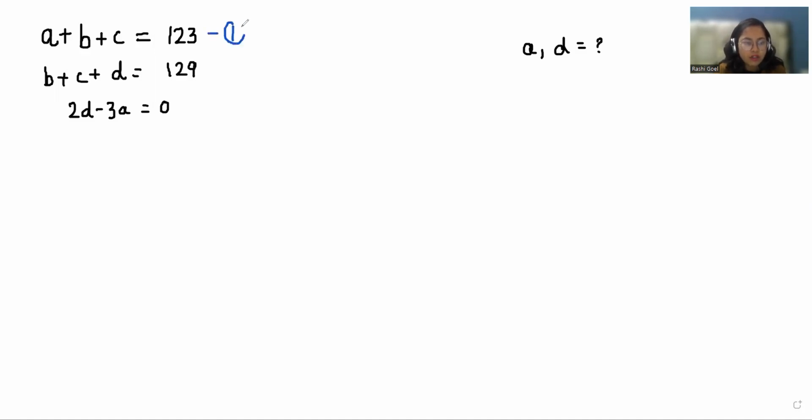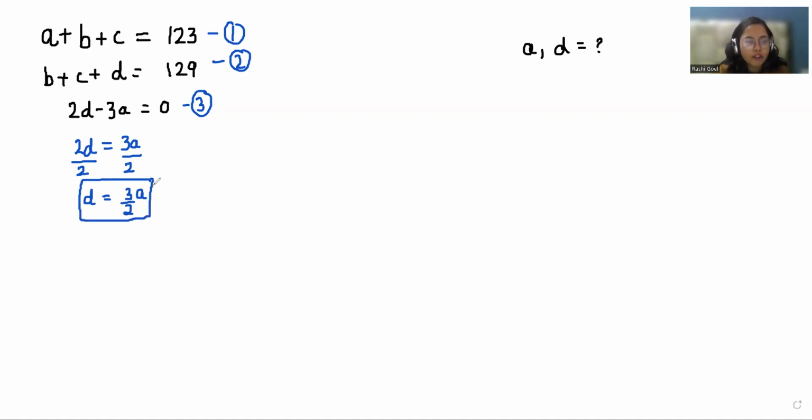First, I'm considering these as equation number 1, equation number 2, and equation number 3. I'm taking equation number 3 first: 2d - 3a = 0. So we can write it as 2d = 3a, or we can divide both sides by 2. So the value of d is 3/2 a. So we find the value of d in terms of a.